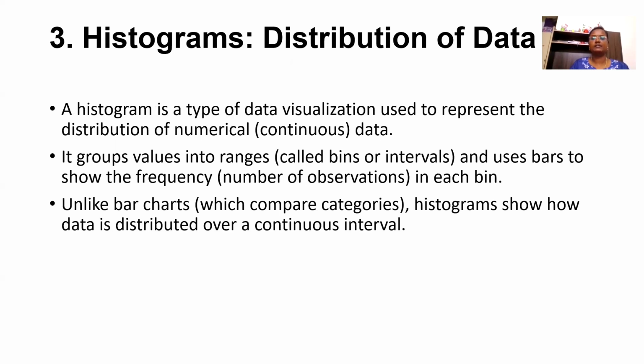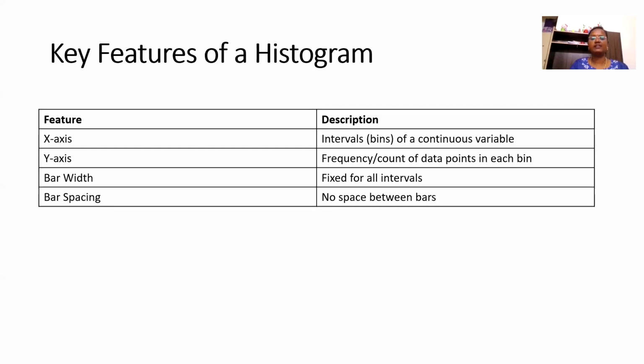Third thing is the histogram. A histogram shows the distribution of data. It is a type of data visualization used to represent numerical values, meaning the distribution of numerical values using bins. It groups the values into particular ranges called bins or intervals and uses bars to show the frequency in each bin. Unlike bar charts, histograms show how data is distributed over a continuous interval. The key features of the histogram are x-axis, y-axis, bar width, and bar spacing.